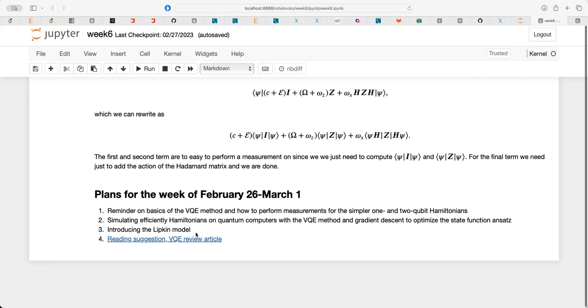So I hope you see the wood for the trees and what kind of ingredients we will bring in next week. And when we have these ingredients, we can then add more complicated Hamiltonians and try to simulate those. That's essentially the ingredients which you need for the finalization of the first project.